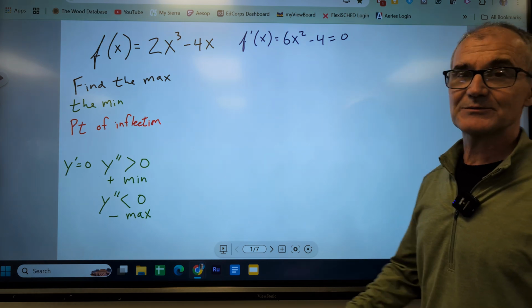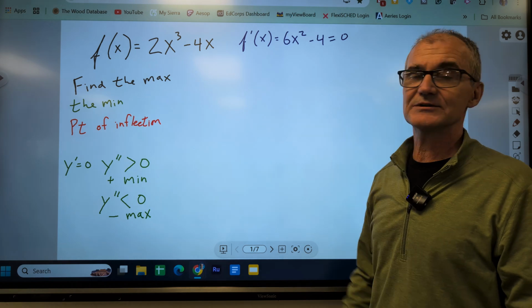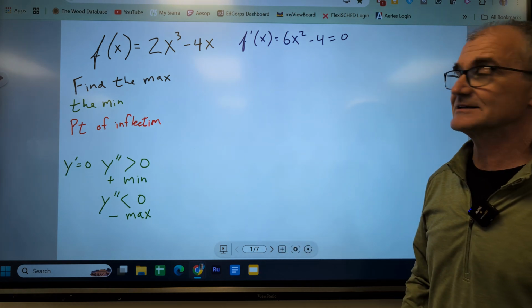Okay, so you might want to pause the video here and try and do this problem first. Find the maximum, minimum, and point of inflection of this function right here. Unpause the video and watch how I do it.